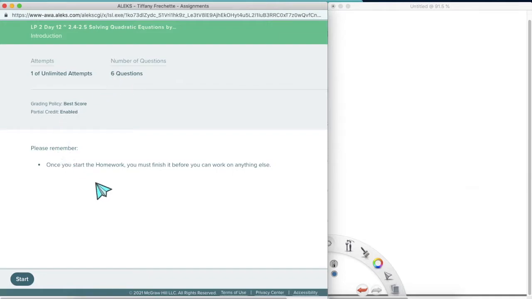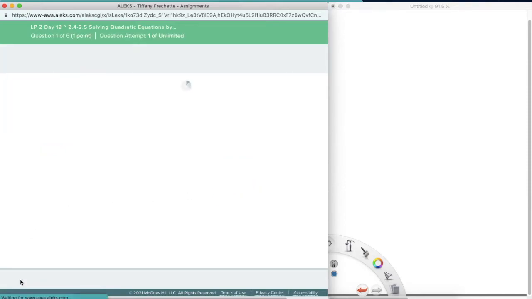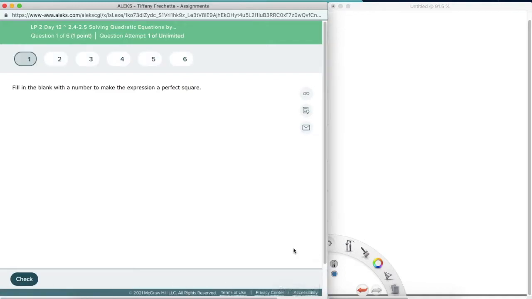Down here it says, once you start your homework, you must finish it before you can work on anything else. So what that means is if I click start here, down in the bottom right-hand corner of your screen, you will now see a submit assignment button. No matter what, when I want to leave this screen now, you have to click the submit assignment button. Otherwise, it will lock out every other assignment in the program. So that's definitely not a good idea. We want to click that button. It also lets your teacher know that you've been working on this assignment and how many you've worked on.